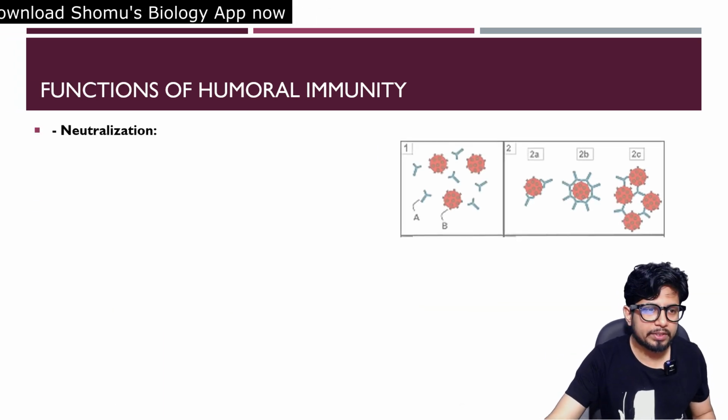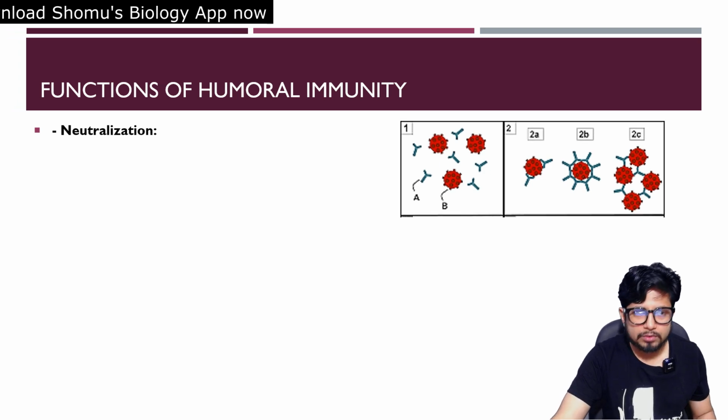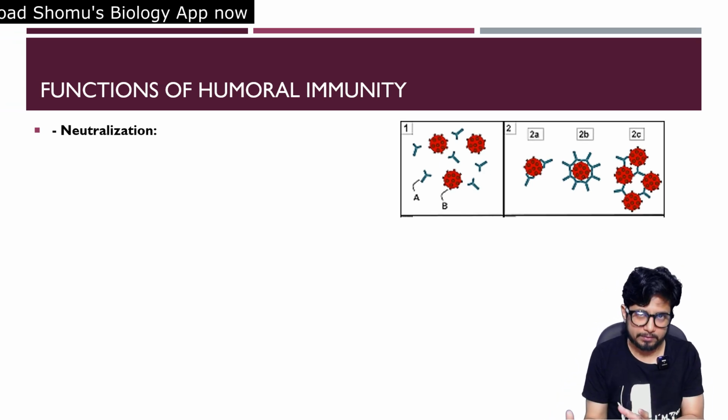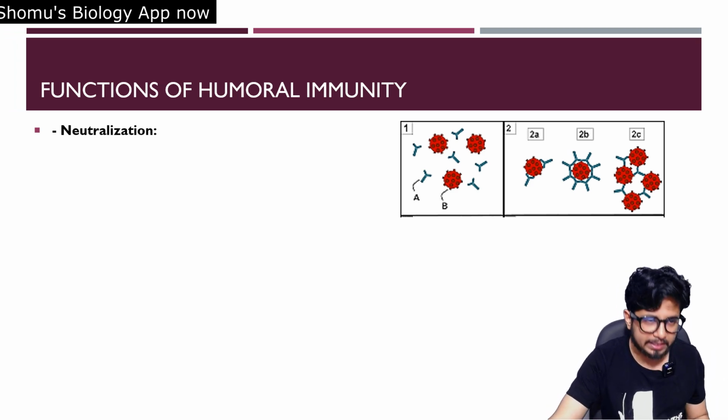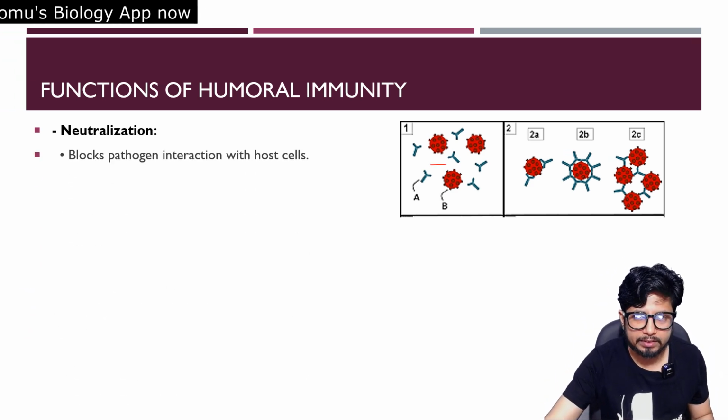Functions of the humoral immunity. First is neutralization. There are toxins released by pathogens, or even the whole pathogen body. We can neutralize it with the help of the antibody. You can see the Y-shaped structures in blue color here, these are all antibodies, and this is the antigen in the red color, the pathogen or pathogenic parts.